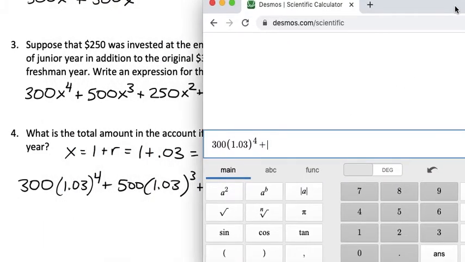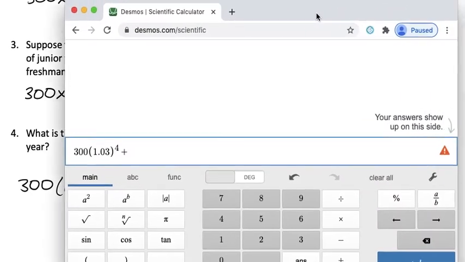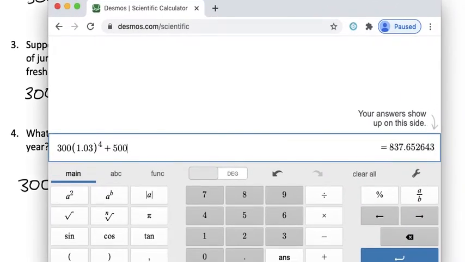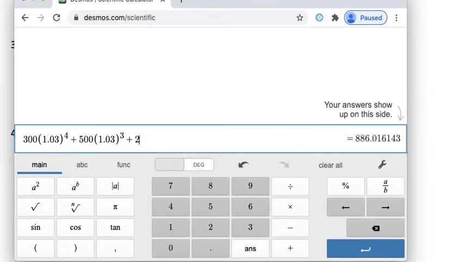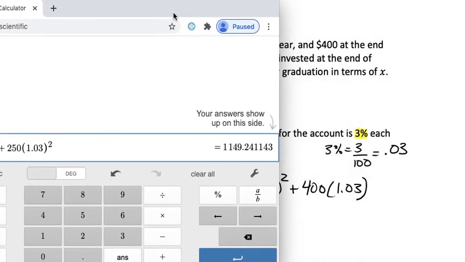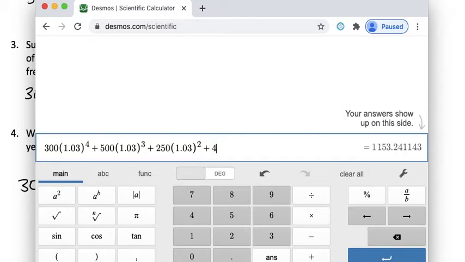Plus 500 times 1.03 to the third. Plus 250 times 1.03 squared. Plus 400 times 1.03. And then it's going to show me my answer, $1,561.24.